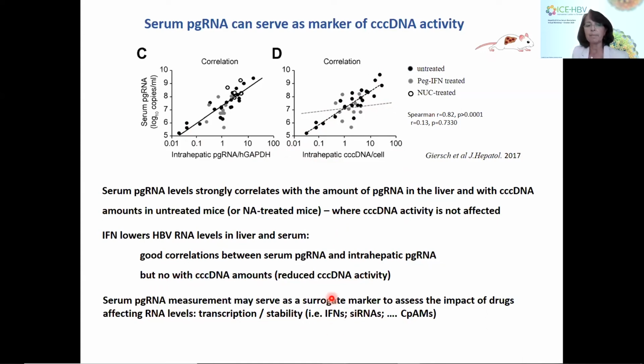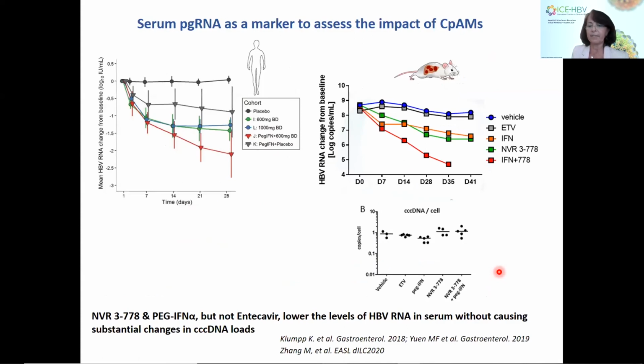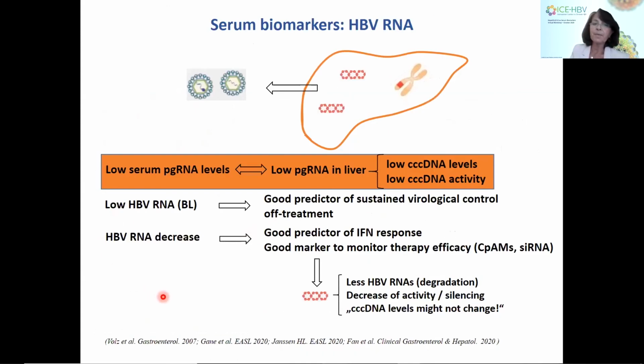coming to the point that this measurement might serve as a good surrogate marker to assess the impact of drugs affecting RNA level and activity. An example is the capsid inhibitor, in patients and in mice, where we can have a good reduction of RNA in serum, also without causing substantial change in cccDNA loads. So to sum up this part, if we have a low serum pregenomic RNA level, this corresponds to a low level in the liver, which might be due to low cccDNA level or activity. And with the new therapy, this decrease of RNA might be a good predictor of therapy response.